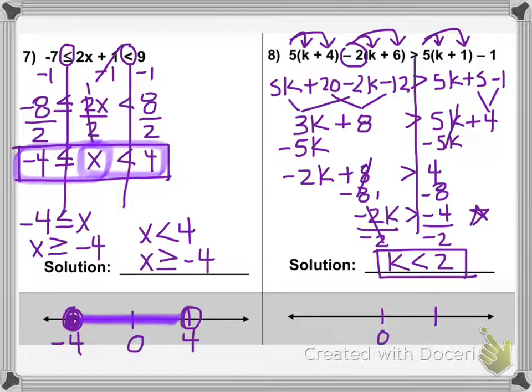Put your 0 on your graph. Put your 2 on your graph. Because it's less than, that's an open dot. And because it's less than, we're going to shade everything to the left.